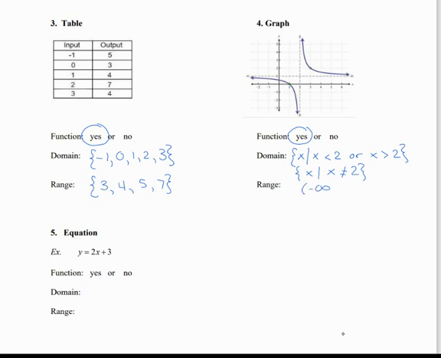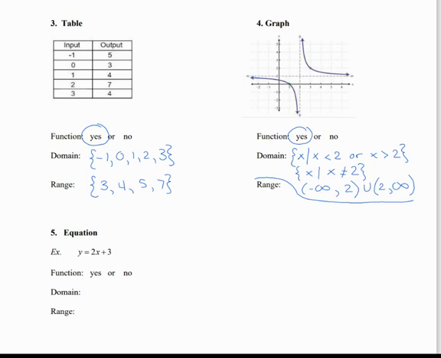Remember, infinities always use parentheses. We keep on going, right? This graph is plotted up until that x value of 2. But 2 is not included, so we use a parenthesis. Then we have a little gap there. So we use that union symbol, and we pick back up everything to the right of 2. So we start at 2, and we're going to the right forever, which brings us to positive infinity. So that's our domain. Let's now look at the range.